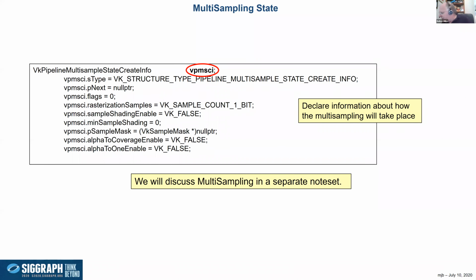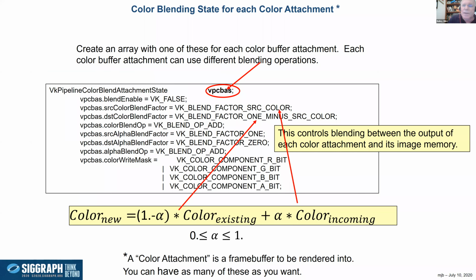Multi-sampling is one of the things we won't have time to get to, but it is in the big set, the full set of notes on the website. But it's essentially an anti-aliasing technique where you do subpixel rendering. This helps you enable that. Here we've got blending. If we want to do some blending on the way out of the fragment shader into the frame buffer, here's what you do.